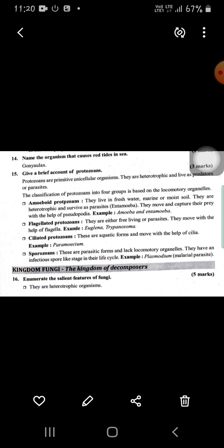So next is: name the organism that causes red tides in the sea. Gonyaulax causes red tides. The smallest organism in the kingdom is, as you just learned, mycoplasma. So remember that, they may ask that for 1 mark. You can score 1 mark easily, so remember that.